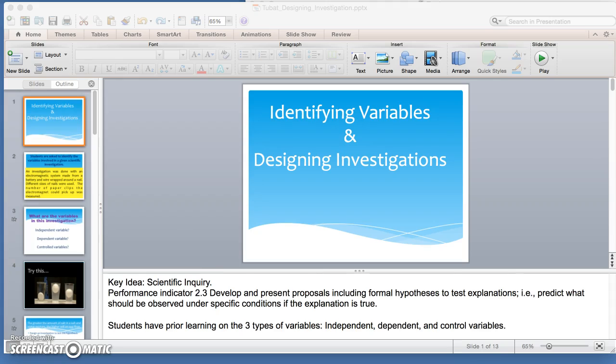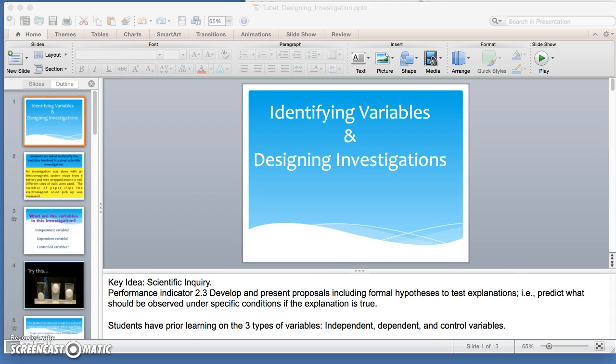However, students will not master the basic concepts of experimental design from one or two investigations. Repeated experiences with varied phenomena over time are necessary. Therefore, I'm going to include a few investigations in this presentation.